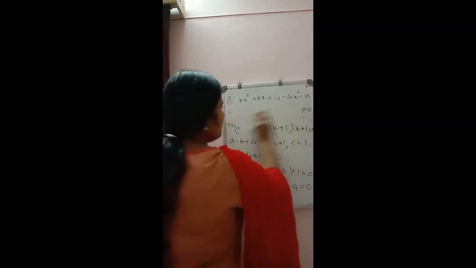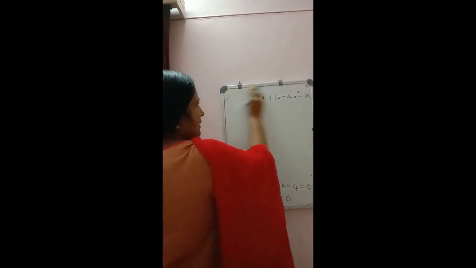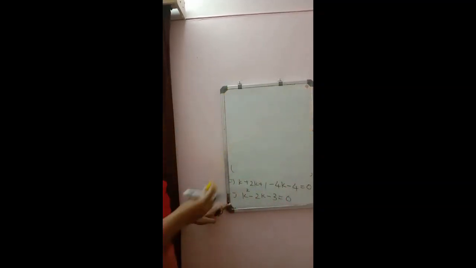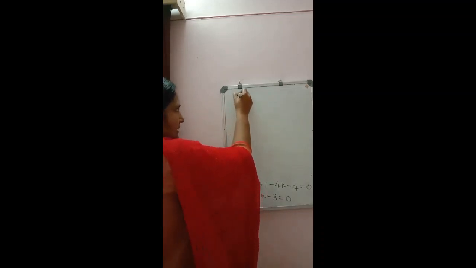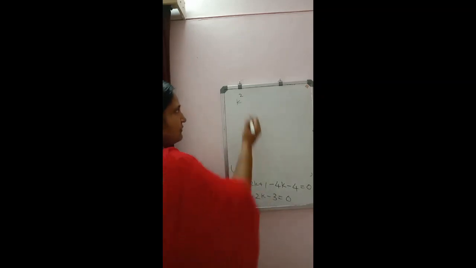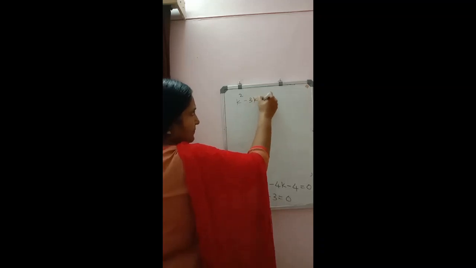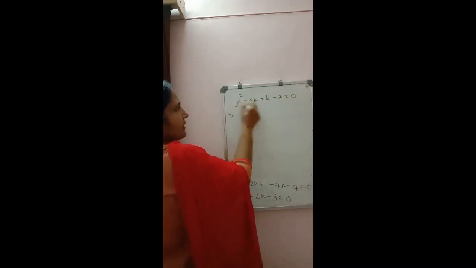It depends on you which method you want to use to solve the quadratic equation. If quadratic formula method is easy to you, you can do by that method. In that case, you are getting the value of k. I am using factorization method. K square, the product should be equal to -3. Only two numbers are there, 1 and 3. So just to check, -2 we want. So -3k plus k minus 3 is equal to 0.